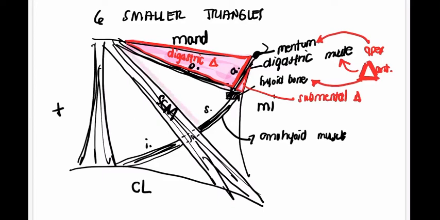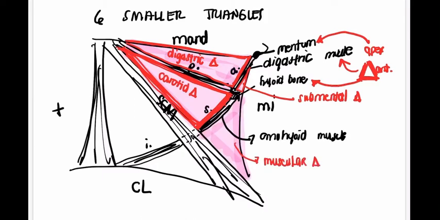Now, let's proceed to the third small triangle, which is what we call the carotid triangle. It is bounded superiorly by the posterior belly of the digastric muscle, antero-inferiorly by the superior omohyoid muscle, and posteriorly by the anterior border of the sternocleidomastoid.